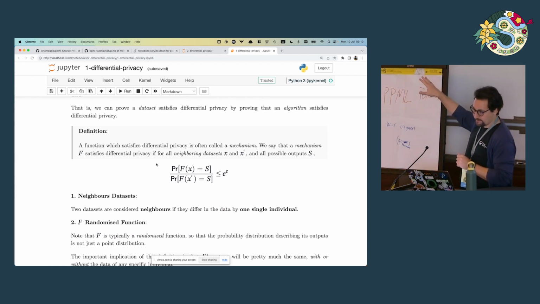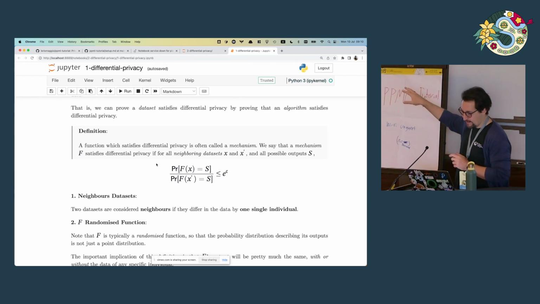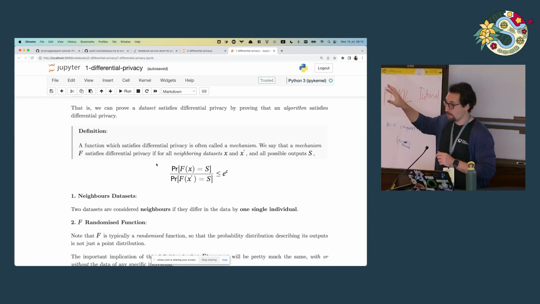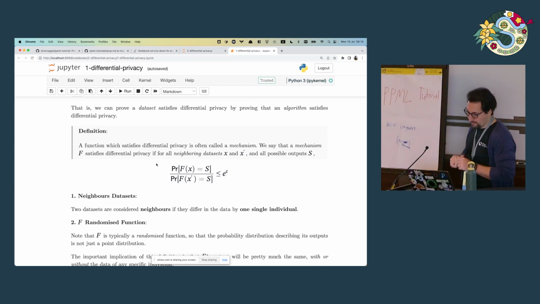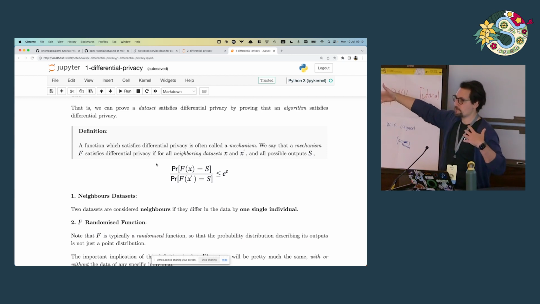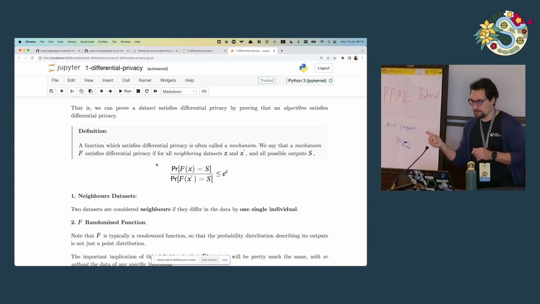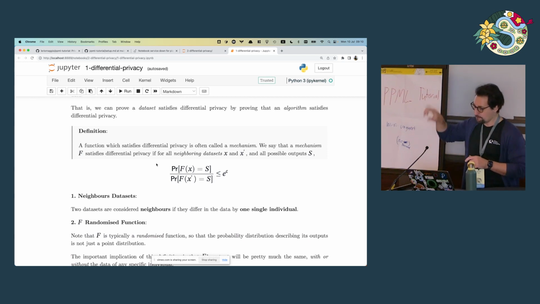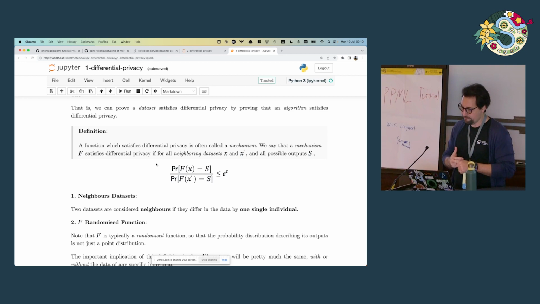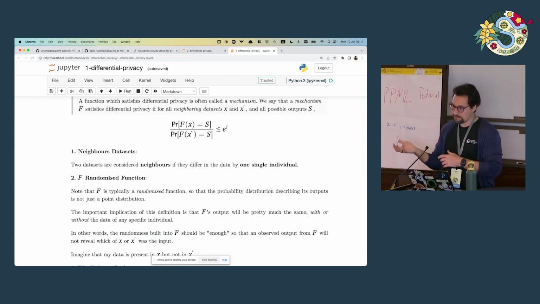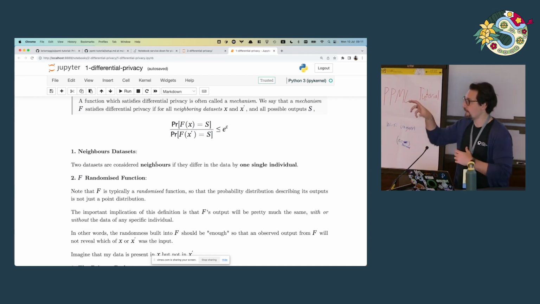F is known as the randomized function. And F is typically intended as a probability distribution describing the output, not just a single point, meaning that we do have an actual distribution of possible outcomes. It's not just a single value. And the important implication of this definition of F in particular is that the output will be pretty much the same with or without the data about the single individual, the entry in the neighboring dataset. So in other words, the randomness built into F should be enough so that an observed output from F will not reveal whether x or x prime has been used.